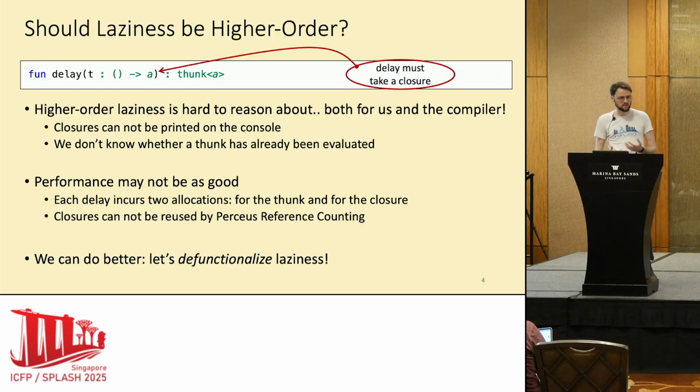So what I want to show in this talk is that we can solve all of these problems if we take a new approach to laziness. And the idea is that I want to defunctionalize the laziness from a higher-order to a first-order representation. Let's look at how that works.